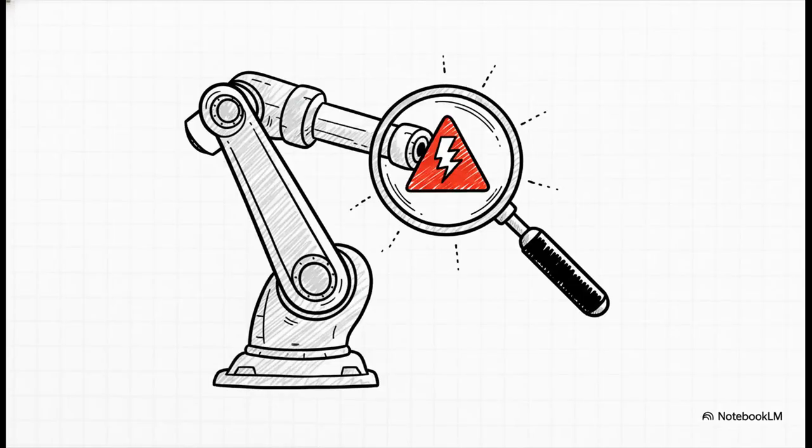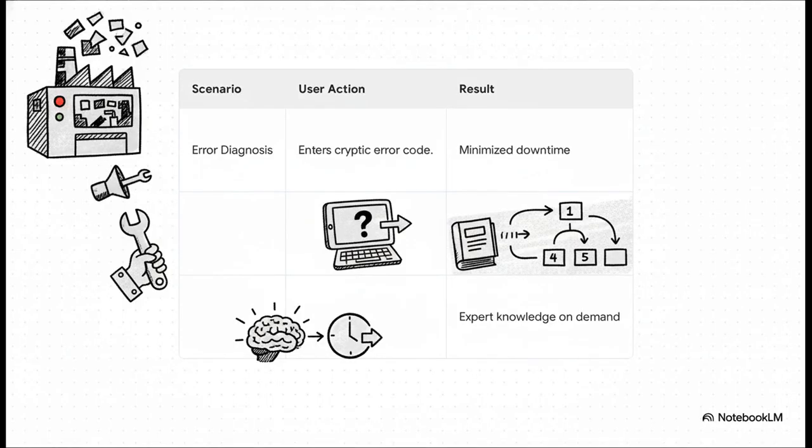Let's imagine a machine on the factory floor suddenly grinds to a halt. We need to figure out what's wrong, fast. Let's see how the system handles rapid error diagnosis. I mean, this is a scenario that costs companies a fortune every year. A machine spits out some cryptic error code like E801.